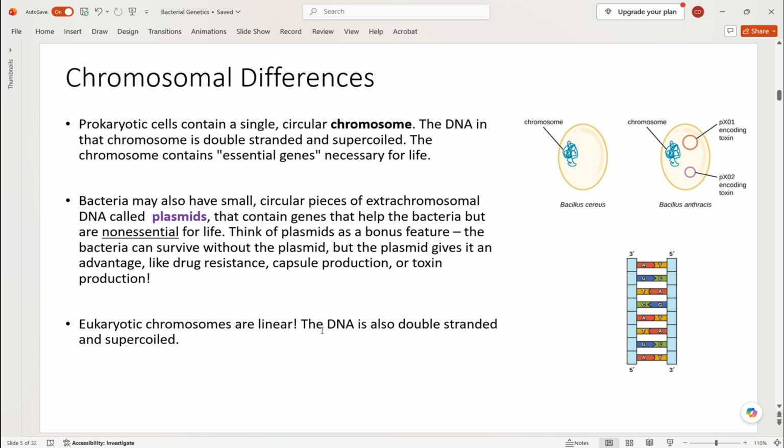But you may recall from a previous video that bacteria can have extrachromosomal pieces of DNA, additional small circular pieces of DNA that are not part of that chromosome. So they are nonessential, and these are called plasmids. These plasmids are bonus features. They give the bacteria some sort of advantage, like antibiotic resistance. So if the bacteria were to lose that plasmid or if it became damaged in some capacity, the bacteria could still survive. It would lose its advantage, but it would still be able to live because the chromosome is where we find all of the important essential genes.